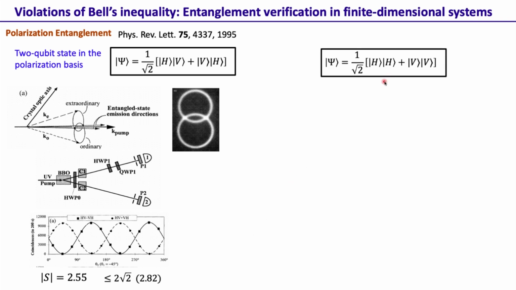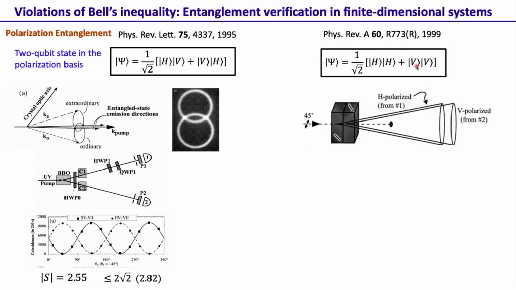There was this experiment done in 1999, and this was with HH plus VV type state, again a 2-qubit state. This was produced using 2 type 1 parametric down conversion. So that's one type 1 parametric down conversion. This is another type 1 parametric down conversion, but this is rotated 90 degrees with respect to each other.